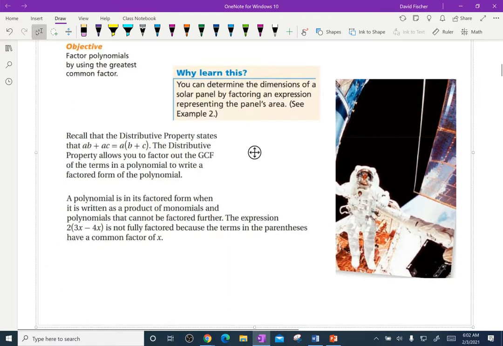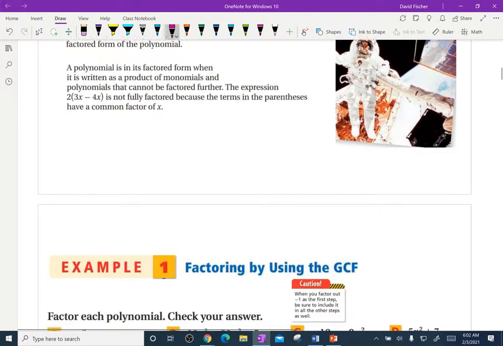So today we're going to factor polynomials using greatest common factor. Again, we've kind of done this already. You're going to see that when they have an AB times an AC, both terms have an A, and so they're factoring out an A, and what's left is B plus C. So we're going to do that today.